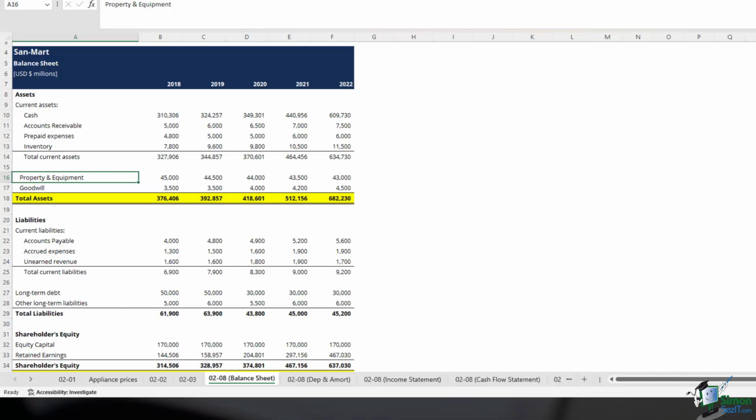Fixed assets, on the other hand, such as property, plant, and equipment, land and buildings is another example. Think of these as long-term investments. They have a longer conversion timeline. It will be very difficult to convert fixed assets into cash within a year.